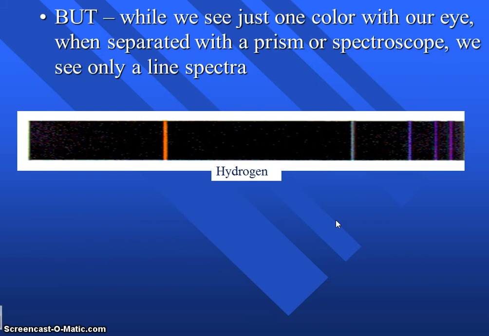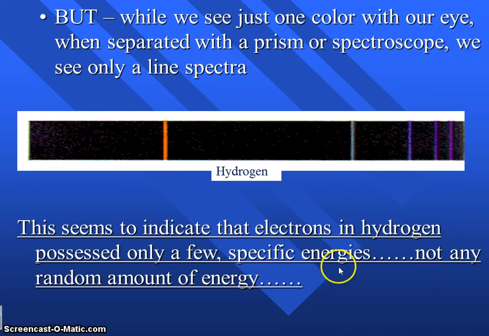But what we actually find is, if we put some hydrogen gas in a tube, when we look at it with just our eyes, we see everything mixed together. It's a cool pinkish lavender color. But when we look at it through the spectroscope, instead of seeing a full rainbow, we see what's called a line spectra. There are only specific wavelengths of energy that are given off by the hydrogen. So it sounds like that random model's not really what's going on, because the electrons in hydrogen seem to possess only a few specific amounts of energy, represented by the lines here, and not just any random amount of energy.